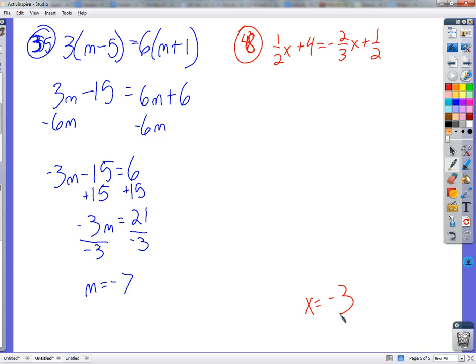Something that we can do. Some step we could take. Anthony? Simplify the fractions. What's that? Simplify the fractions. Simplify them how?